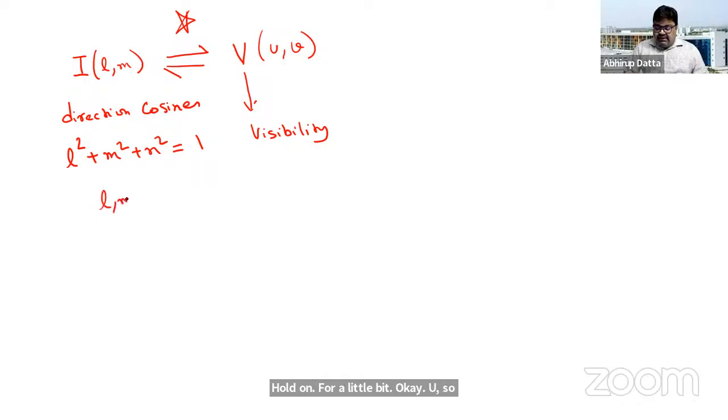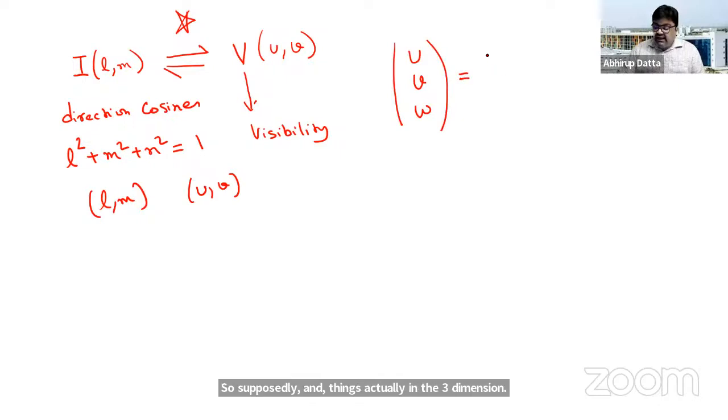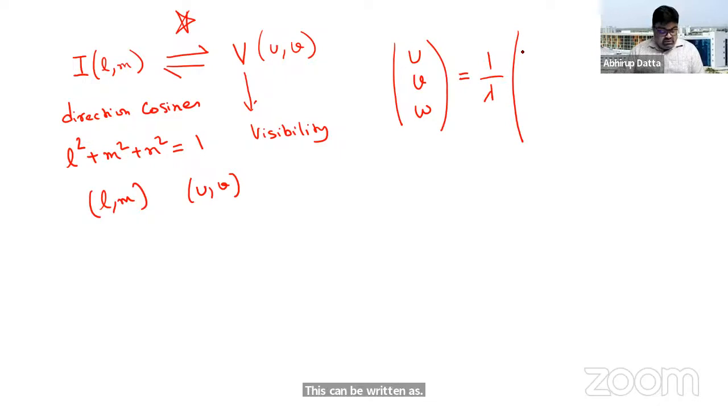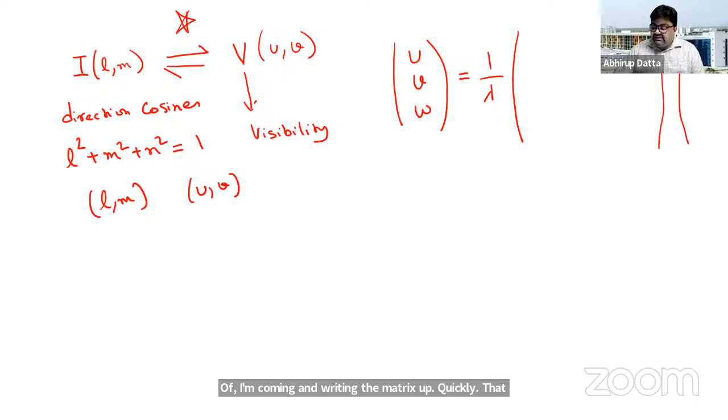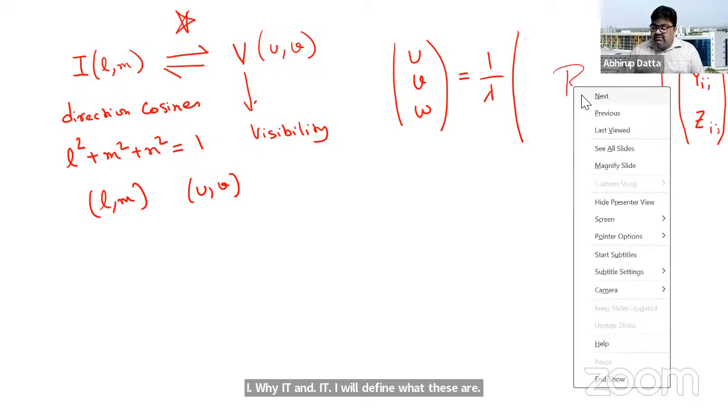LM are the angular coordinates on the sky, and UV are Fourier conjugates of each other. Now, how is this UV linked to the coordinates of X, Y and Z on the ground? We will just show you one example, and we will not show you the derivation. So U, V, and W are actually in 3 dimensions. This can be written as 1 over lambda of a matrix R, that into Xij, Yij, and Zij. I will define what these are. I will again come and define this matrix R very soon.